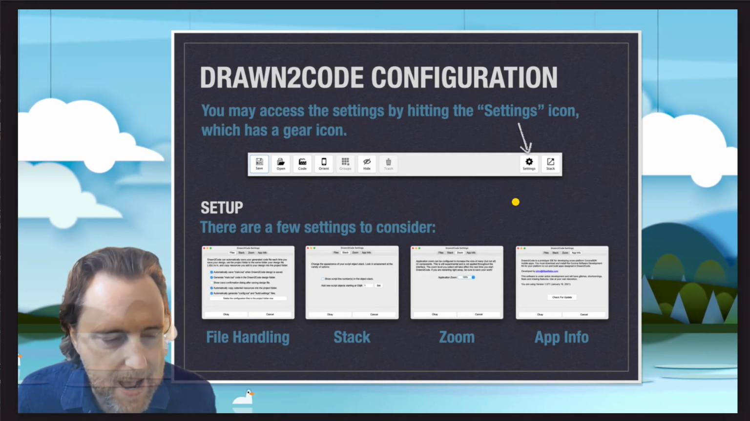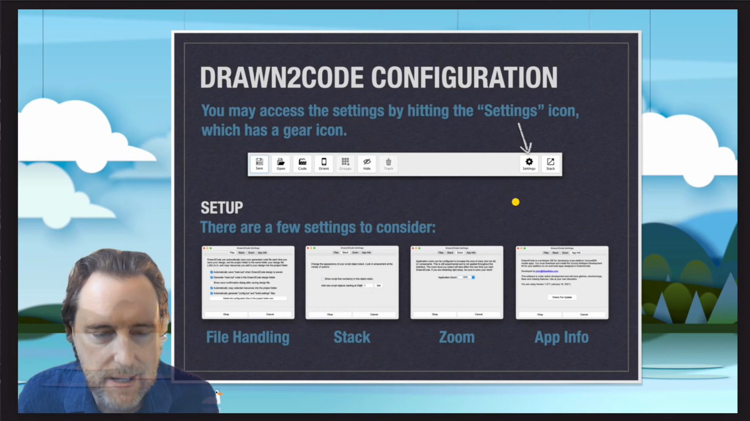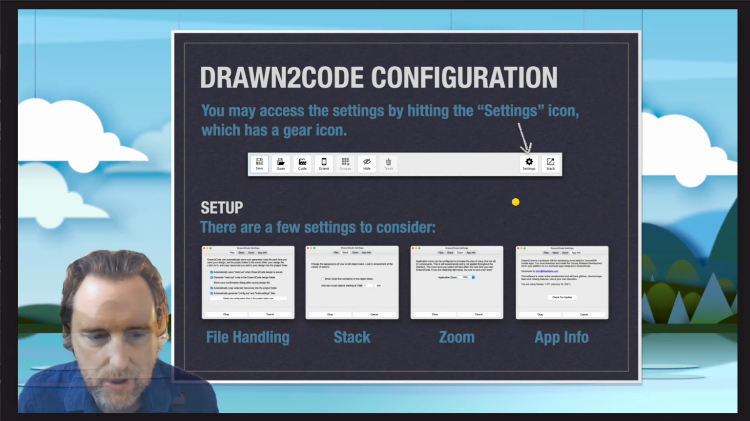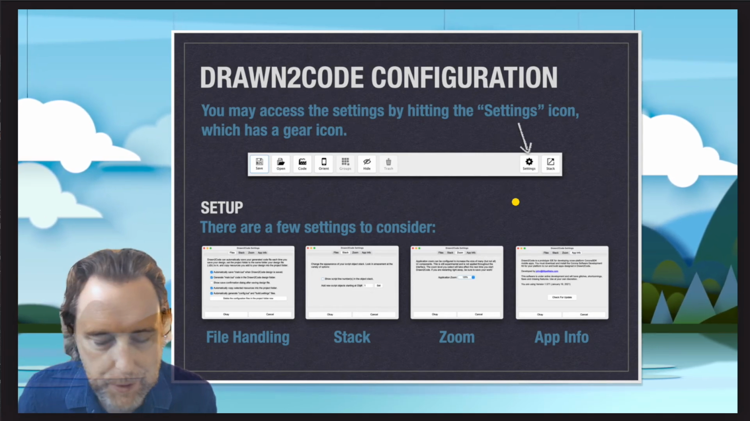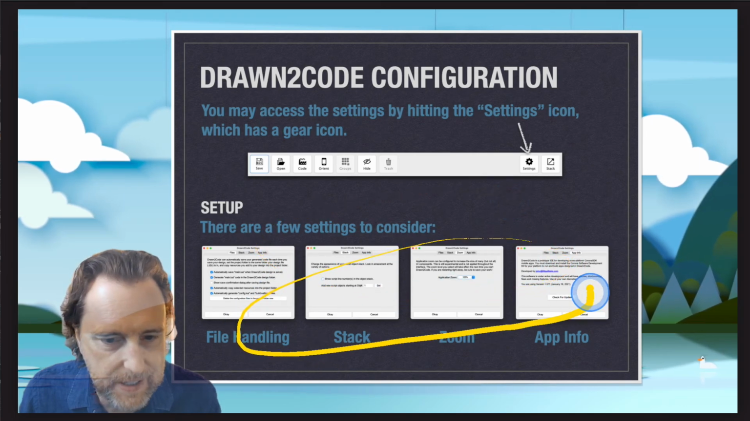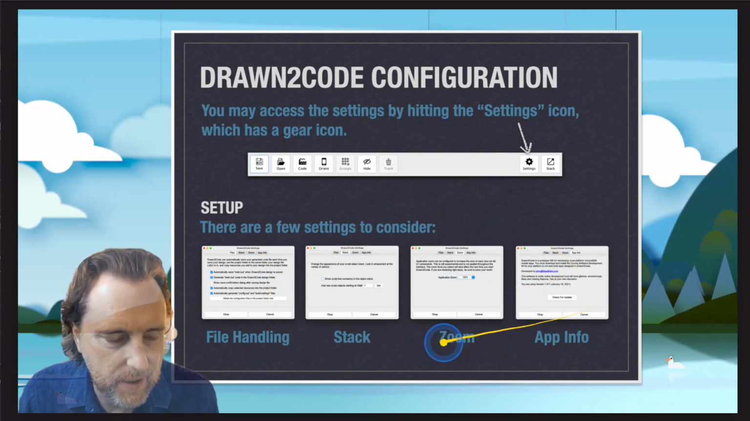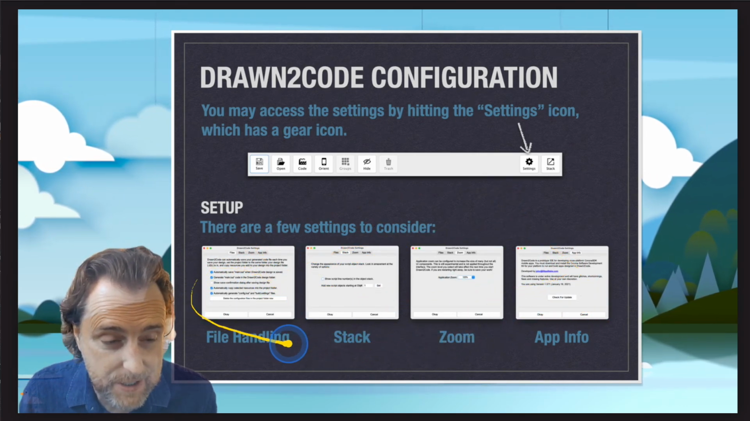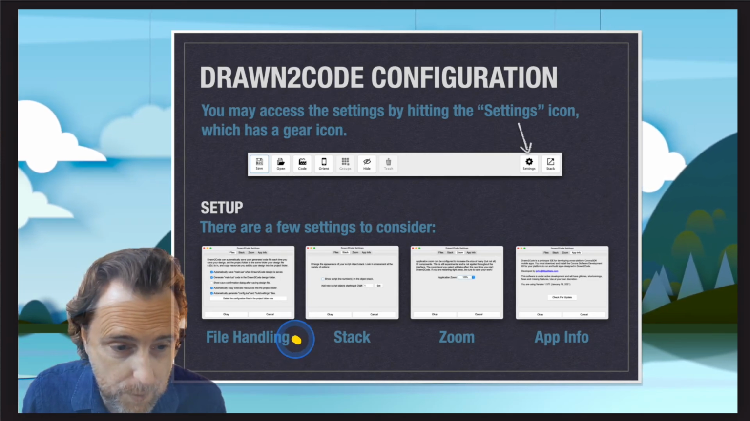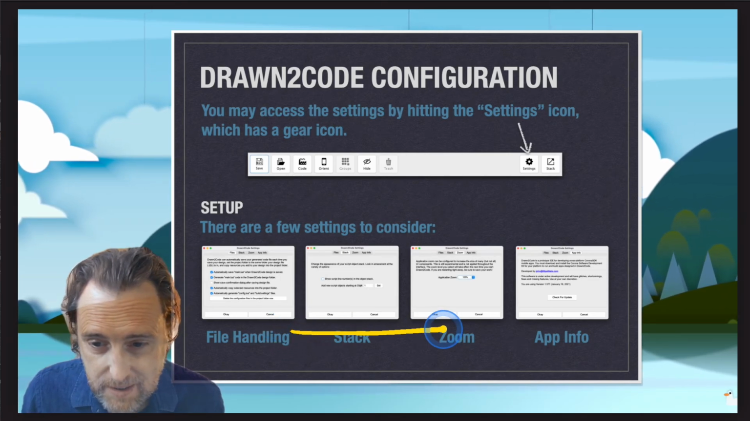This is a Java app, and so it tries to look more like a native app on any platform it runs on. But for the most part, these 4 settings look the same. I would probably stick with the default settings for file handling.